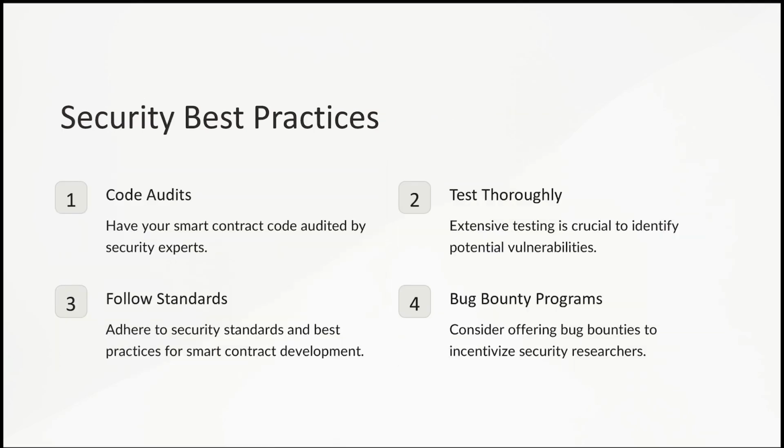Best practices to maintain blockchain security are having your smart contract code audited by security experts. Test it thoroughly to identify potential vulnerabilities. Adhere to security standards for development. Consider offering a bug bounty to incentivize security researchers.